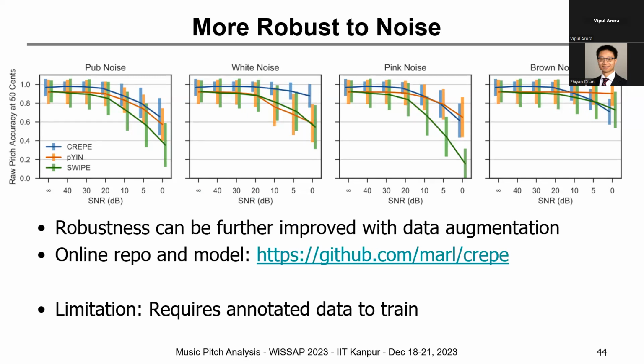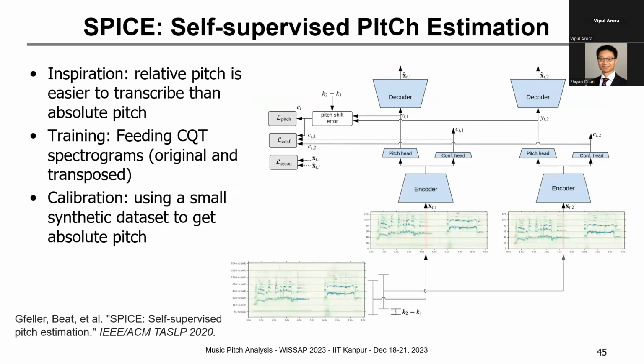But now the limitation of this kind of supervised learning method is that it requires data with annotation. And we know annotation is time consuming and requires expertise in many cases. So in recent years, there have been some ideas on using self-supervised learning to address pitch detection problems. One method is called SPICE. SPICE stands for self-supervised pitch estimation.